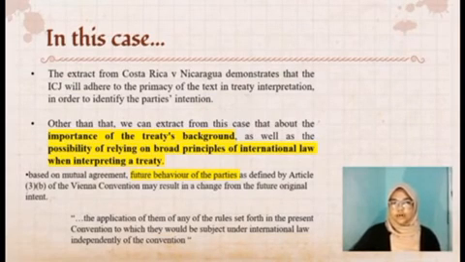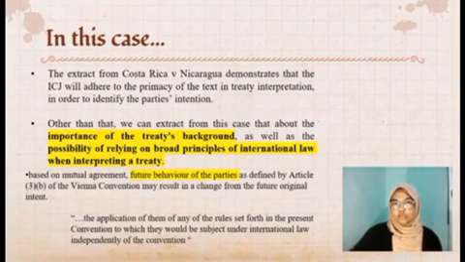Since this case is about a mutual agreement between both states, the future behavior of both parties, Costa Rica and Nicaragua, as defined by Article 31(3)(b) of the Vienna Convention, may result in a change from the original intent. This case also demonstrates that the treaty text does not remain static over time, and that when interpreting a treaty, it may be necessary to consider the usage of the terms rather than the intentions of the treaty drafters when they made the treaty.